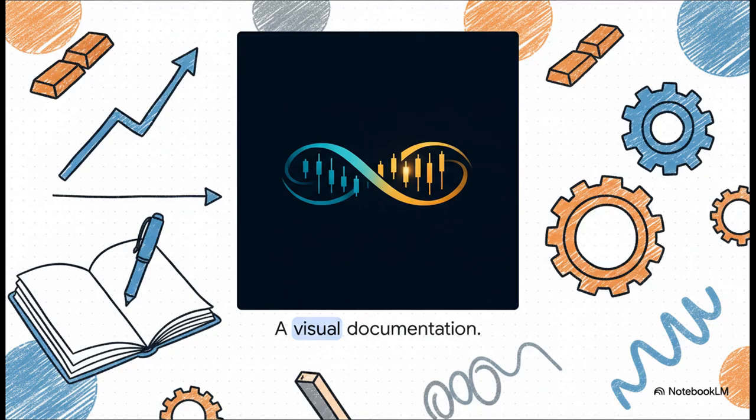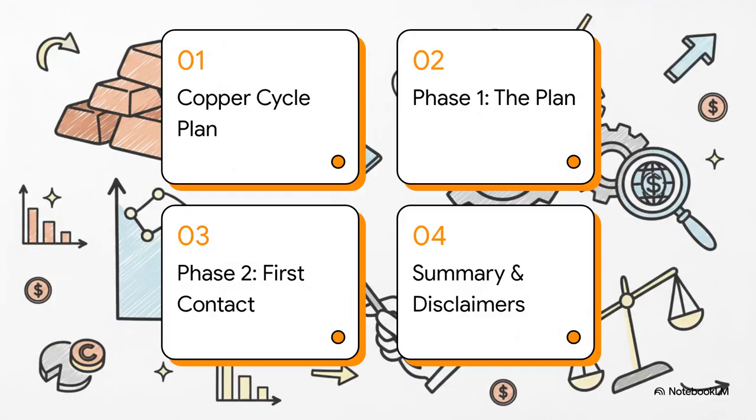Everything you're about to see comes straight from the source material, and we'll walk through the events just as they were recorded at the time. So here's our game plan for today. First, we're going to look at the blueprint, which is phase 1, the initial plan. Then, we'll see how that plan made first contact with the market in phase 2. And finally, we'll wrap things up with a quick summary and some really important disclaimers.